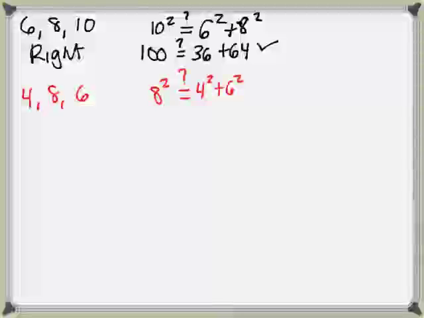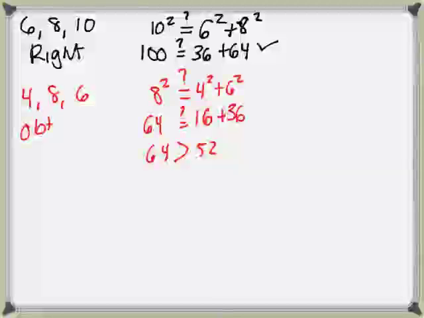What is 8 squared? 64. What is 4 squared? And 6 squared? What is 16 plus 36? 52. So that side was too big. The one that we were thinking might be a hypotenuse was actually too big to be a hypotenuse, which means that this triangle must actually be an obtuse triangle. Always think about what that single side is doing. The single side was too big, so the angle's too big, it's obtuse. Okay?